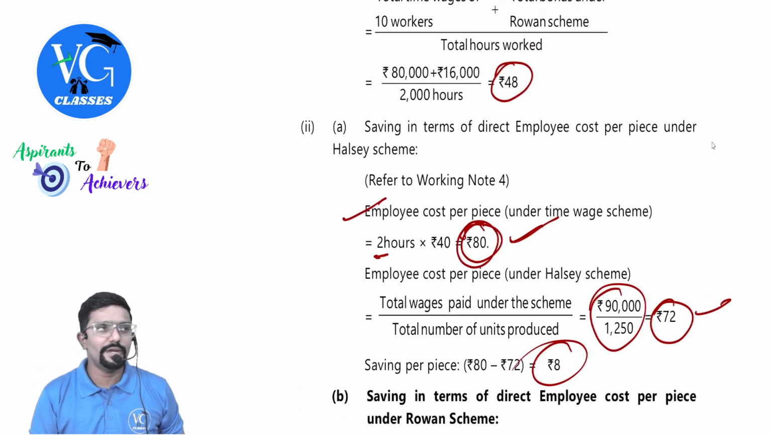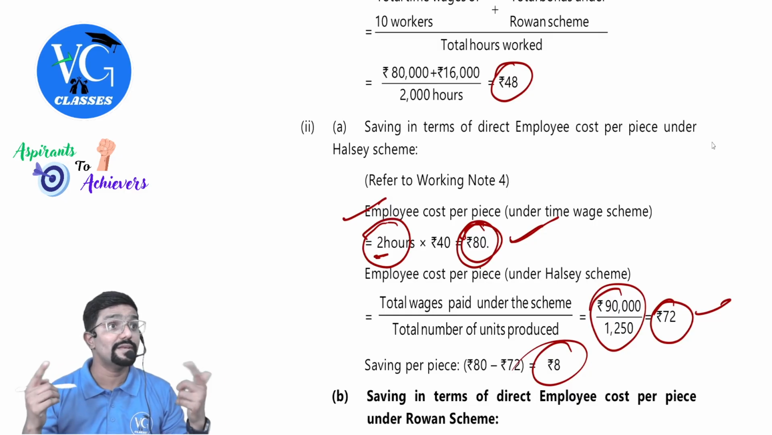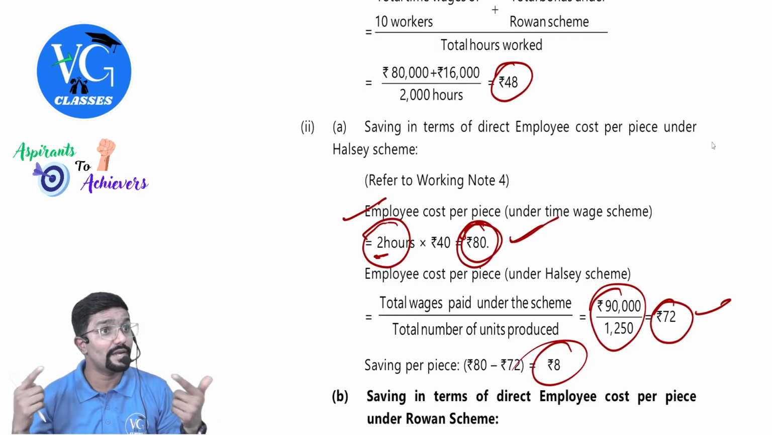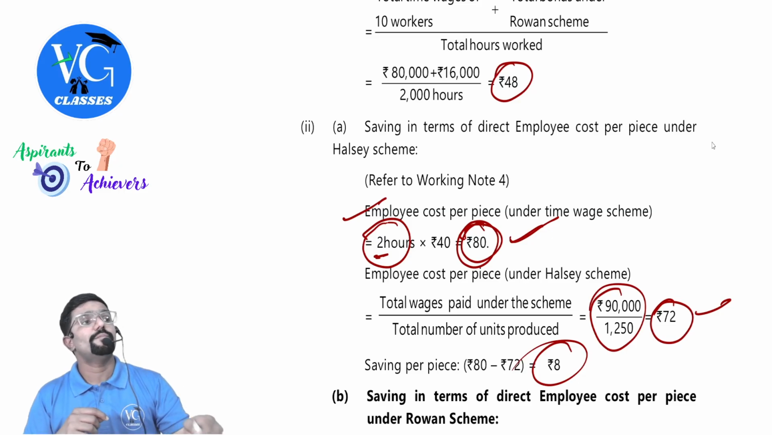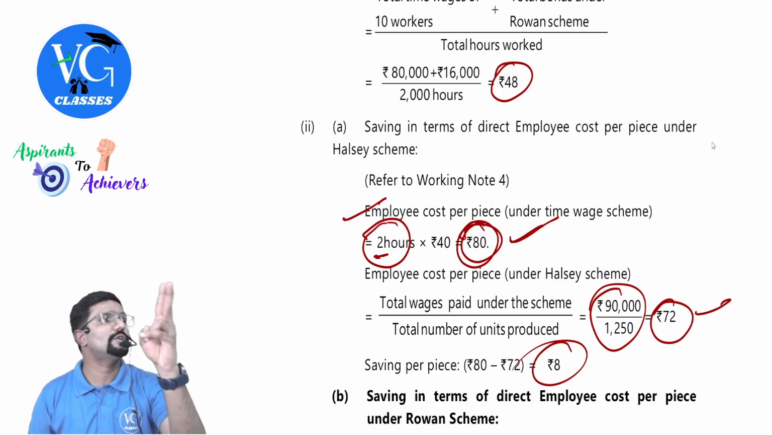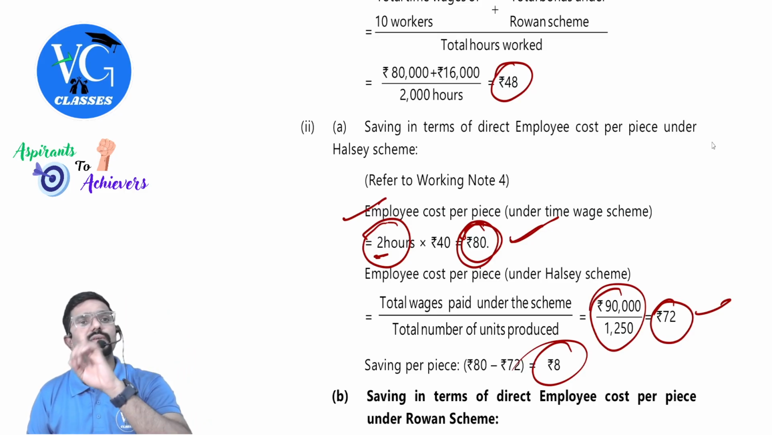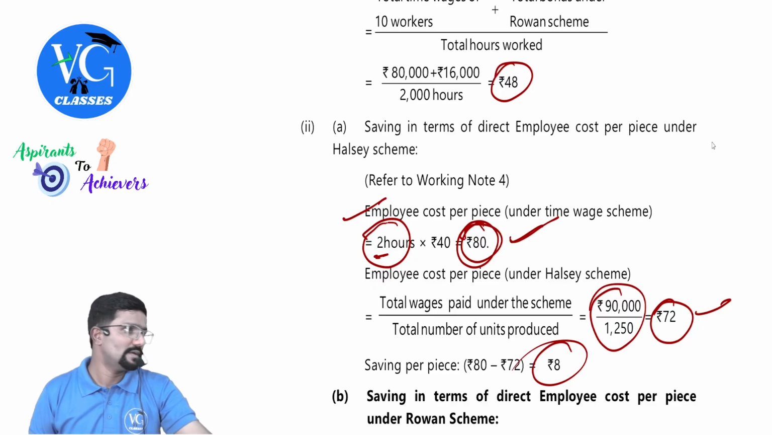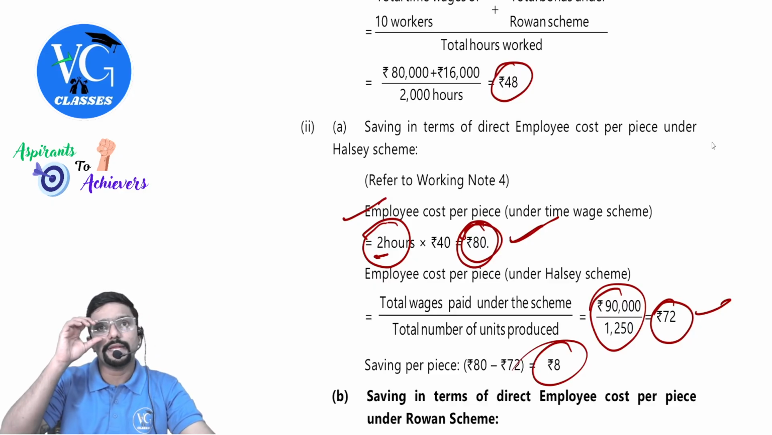Especially this 80, how did we get it? Guys, in the question they have given 2 hours previously, before the introduction of Rowan and ALSE plan, when payment was made based on piece rate. How many hours were allotted for each unit? 2 hours. So for 1 hour, the payment is 40, and per unit the cost is 80. This is before introduction of ALSE and Rowan scheme.